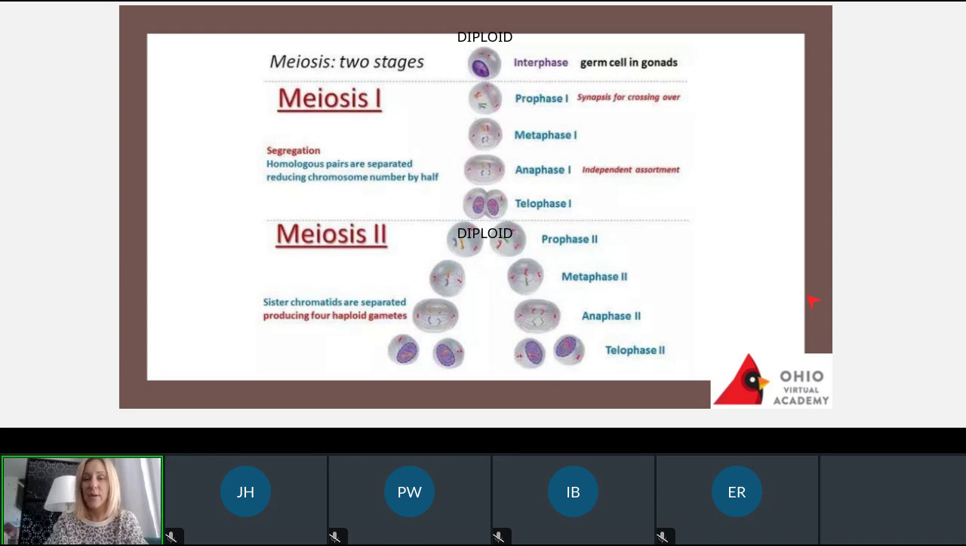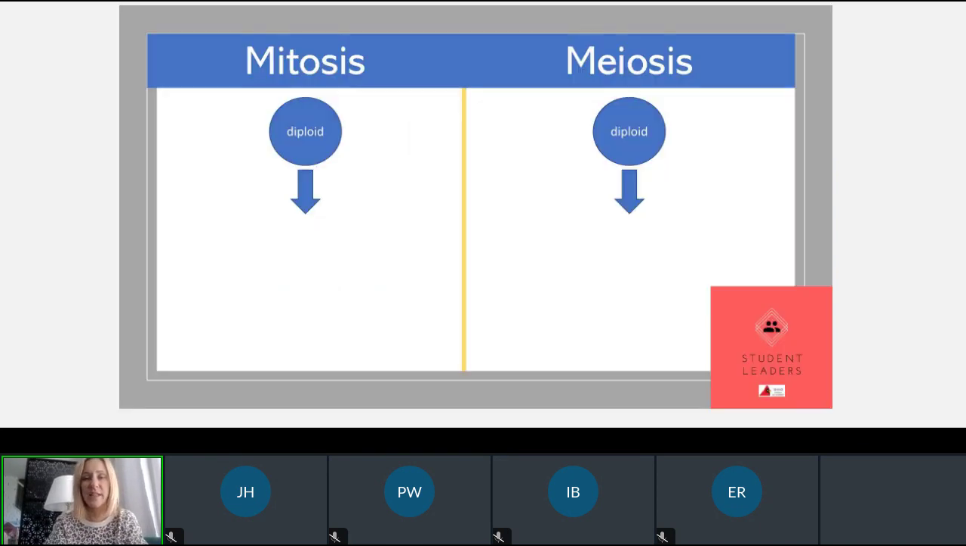All right, so as we leave, I want to finish this drawing. This is a good drawing for you to do and take home, and a great note from today. In mitosis, we start with a diploid cell. What is our end result?